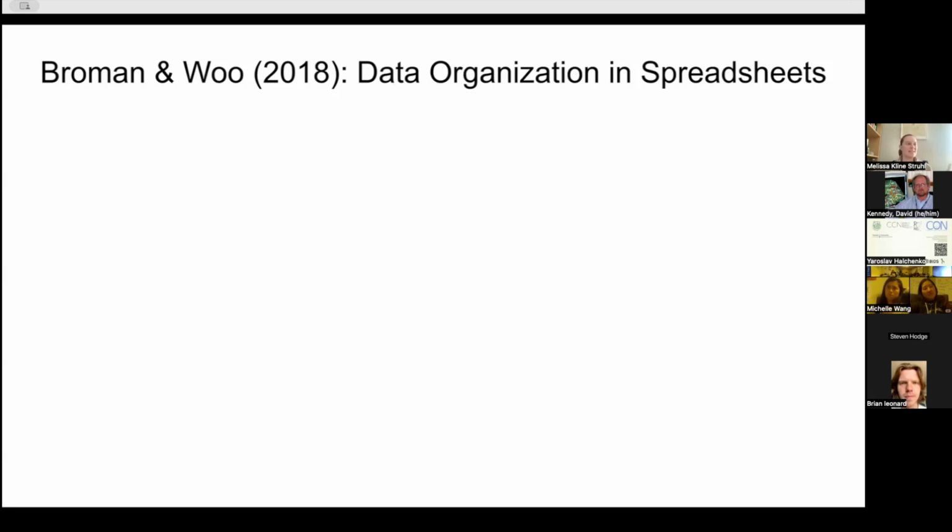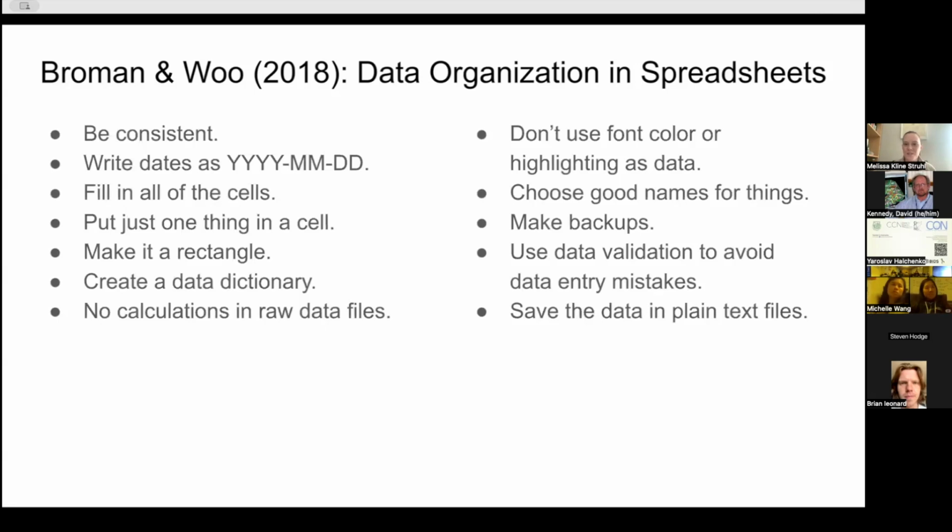I like to present the scope of the challenges that we're facing in contrast to this really beautiful set of recommendations that Broman and Wu make in this paper called Data Organization in Spreadsheets. I'm just going to put up the set of recommendations and invite you to reflect on the idea that every one of these recommendations is being given because these authors, along with many of us, either in ourselves or in other contexts, have seen it being flouted in many data sets, right?